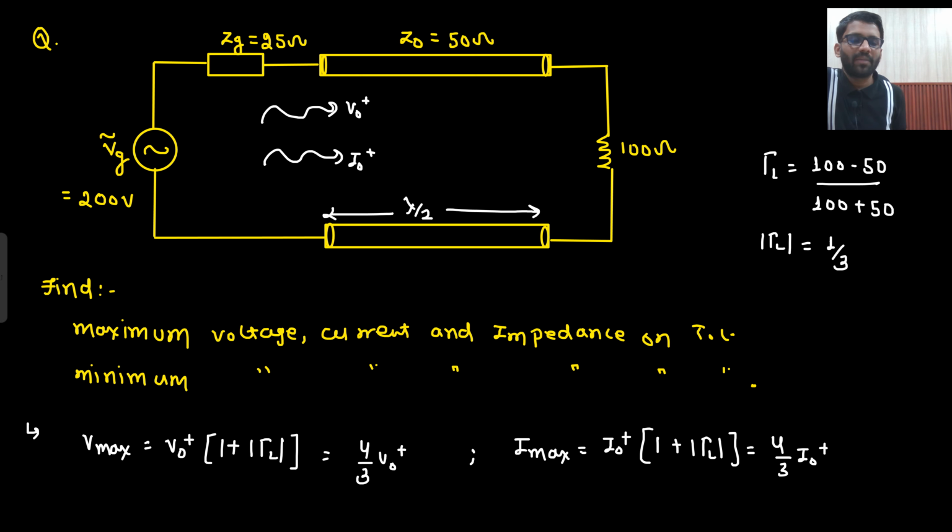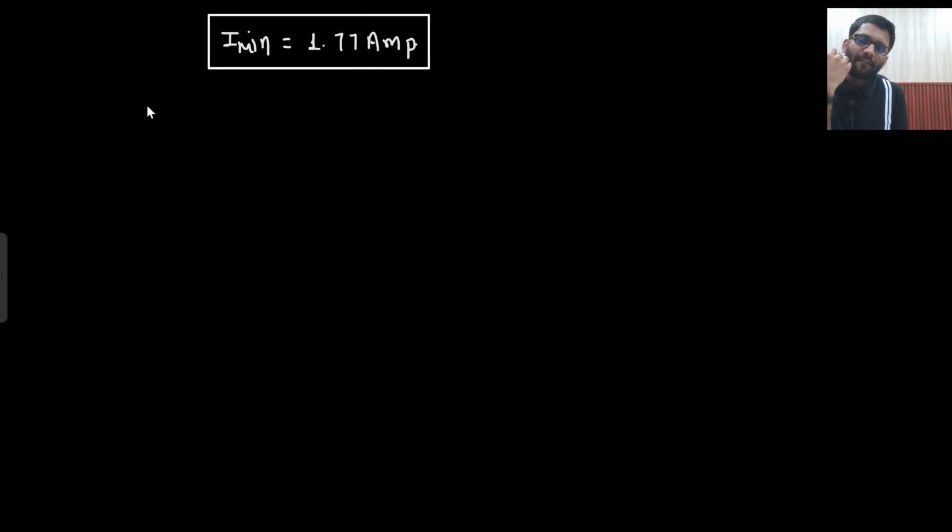1.77 ampere. This is what I am getting. Okay. Now I need to find the maximum and minimum impedance, not input impedance, just the maximum and minimum impedance. So what I will be doing: Z max, if I am finding, that means V max divided by I min.